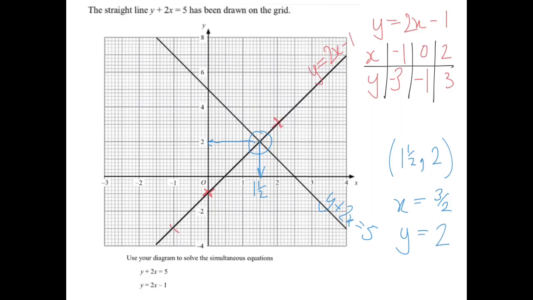You can always check your answers, just like in normal simultaneous equations by algebra. What we can do is check our answers 3 over 2 and 2. Do they work in our equations? Well, 2 times 1.5 is 3. Take away 1 is 2. So when I put 3 over 2 in for x, I get 2 for y. So it works in this equation. And also in the other equation, 2 plus 2 times 1.5, so 2 plus 3 equals 5. Yes, it works in both equations, and I can be fairly confident that I've got it correct.